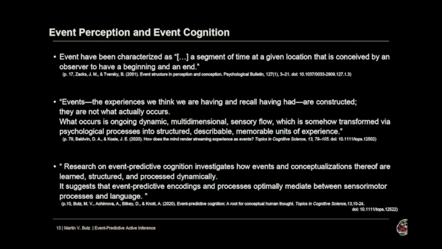Interestingly, it has been characterized recently by Dare Baldwin with this quote that I show you in a second, that these events, lo and behold, as I just have claimed in the second proposition, are constructed by our own minds. They have written that events, the experiences we think we are having and recall having had, are constructed. They are not what actually occurs. Because what actually occurs is ongoing dynamic multidimensional sensory flow, which is somehow transformed via psychological processes into structured, describable units of experience.